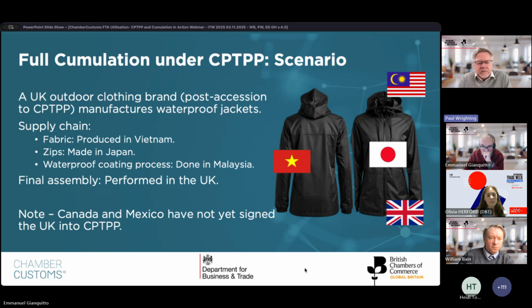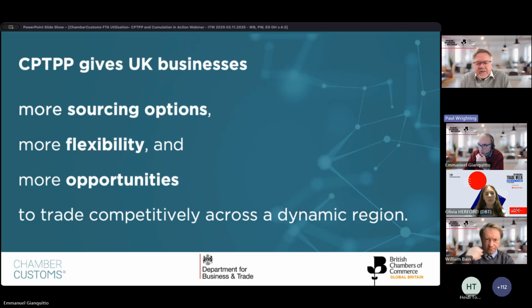As has already been mentioned, Canada and Mexico have not yet signed into CPTPP. So you can't use cumulation at the moment with those countries until they sign. But as Olivia said, we do have bilateral agreements with those countries. Next slide, please.